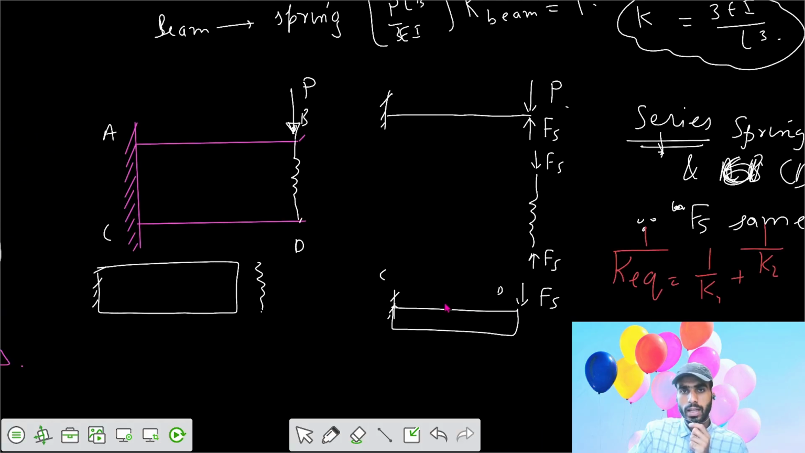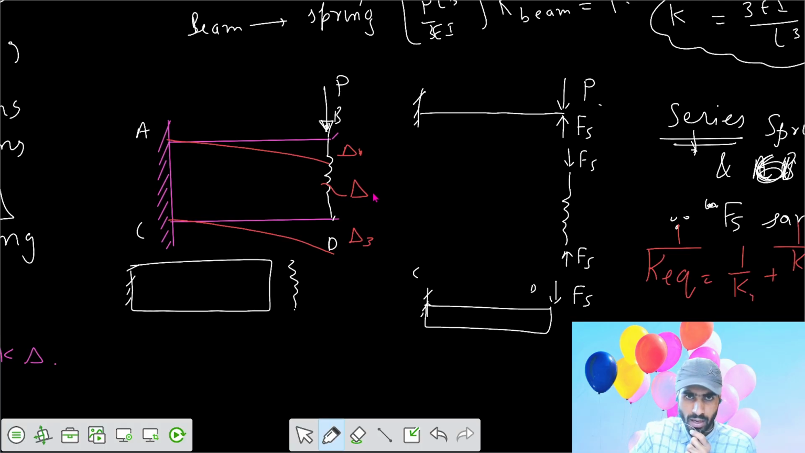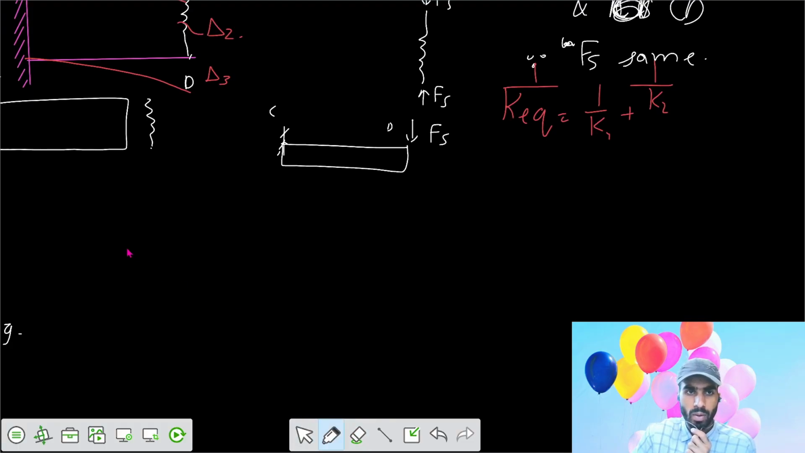So we also can say that AB gets deflected by an amount delta, and CD gets deflected by an amount delta. This was your delta 1, this is your delta 3, and because the spring is elastic, let's say the spring also gets deflected by an amount delta 2. We can get the relation between delta 1, delta 2, and delta 3. Before that, let's make the same problem in this fashion.